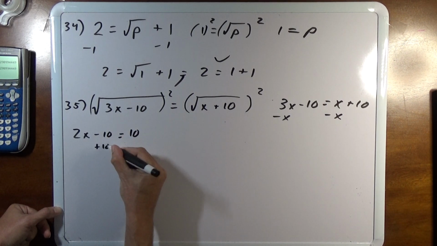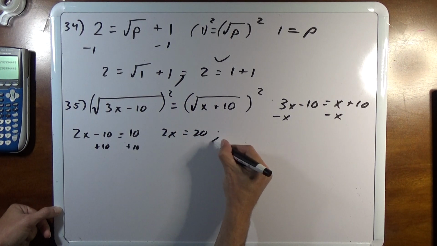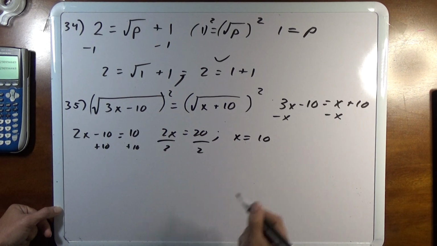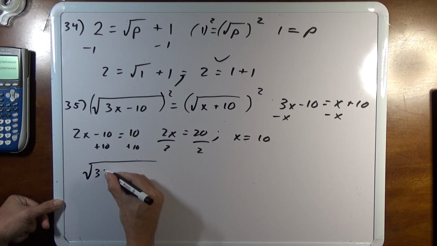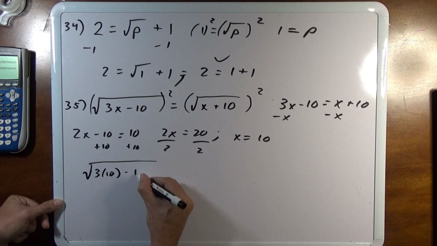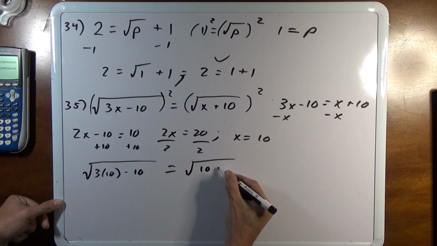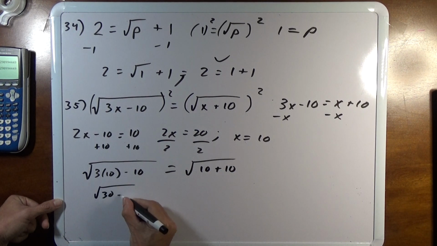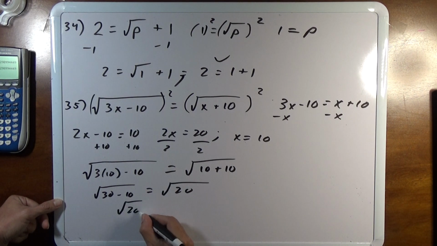Add 10 to both sides. 2x equals 20. Divide by 2. X equals 10. So I'll check that. This is the square root of 3 times 10 minus 10. I'm checking to see, does that equal the square root of 10 plus 10. I get the square root of 30 minus 10 is equal to the square root of 20. Square root 20 equals square root 20, right?